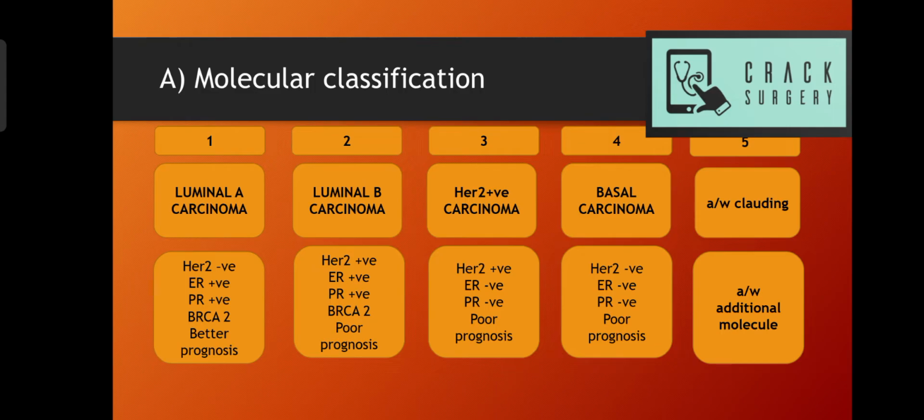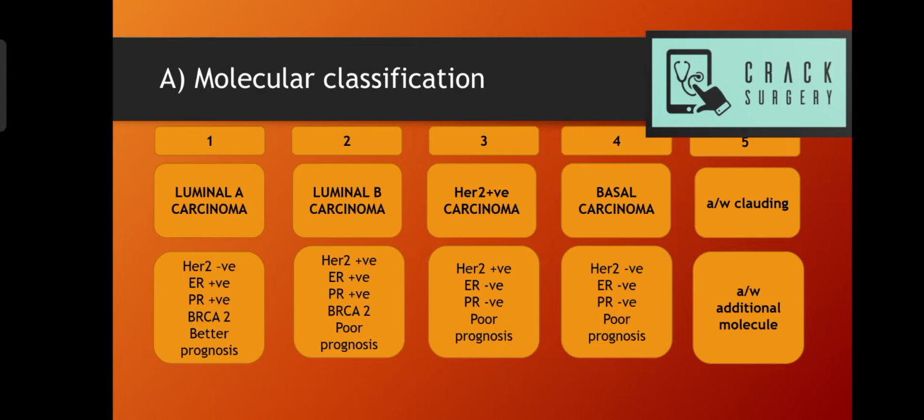First is luminal A carcinoma. There is HER2 negative, ER positive, that is estrogen receptor positive, progesterone receptor positive, usually associated with BRCA2 gene mutation, and it has a better prognosis. Luminal B carcinoma: there is HER2 positive, ER positive, PR positive, associated with BRCA2 gene mutation, and it has a poor prognosis. Whenever there is HER2 positive, it suggests a poor prognosis.